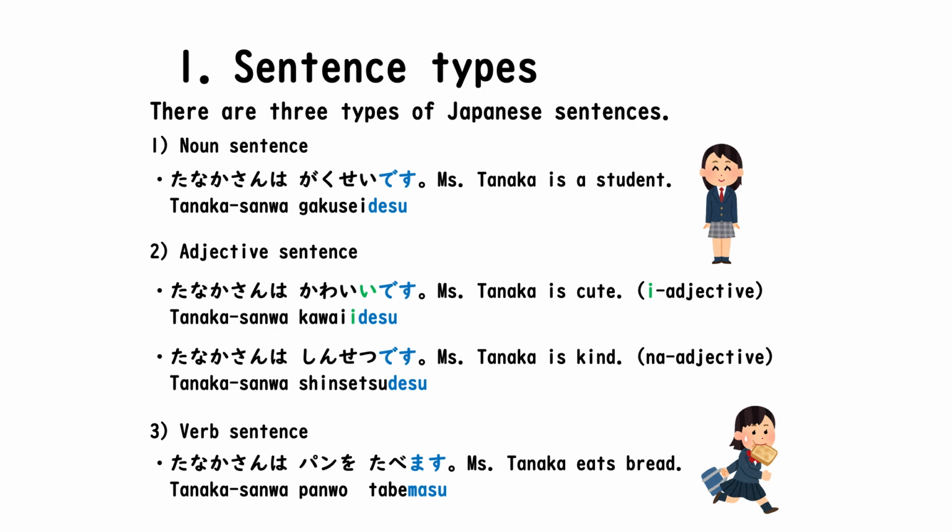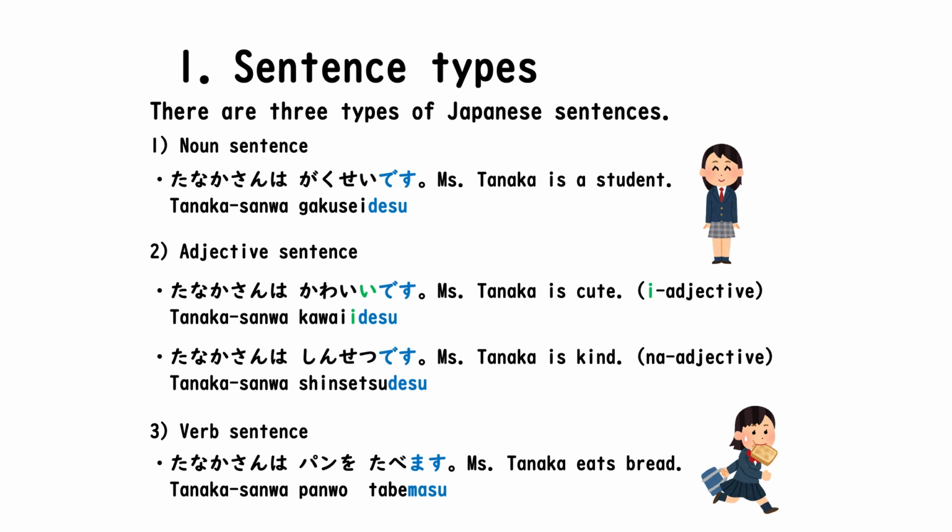There are three types of sentences in Japanese: noun sentences, adjective sentences, and verb sentences. First, let's look at noun sentences. In a noun sentence, a noun is a predicate of the sentence. A predicate describes the behavior or state of the topic or subject.